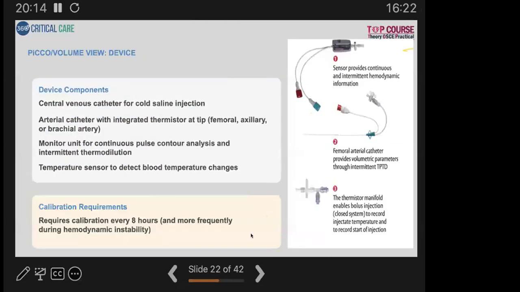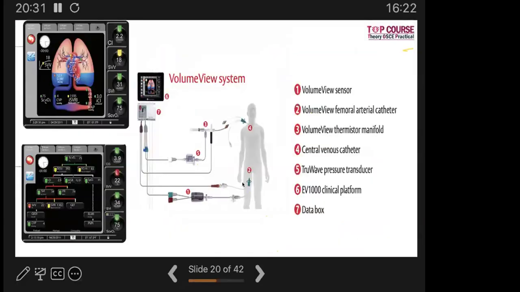Okay. So if you see this picture, this is the sensor with the continuous thermistor attached, and this is the specialized femoral artery catheter which you have to connect with the thermistor, and this is the thermistor manifold through which you are injecting the cold saline. When you inject here, because of the transpulmonary thermodilution technique, the cold temperature is sensed in this femoral arterial catheter, and through the algorithm, it calculates the cardiac output and all the hemodynamic values.